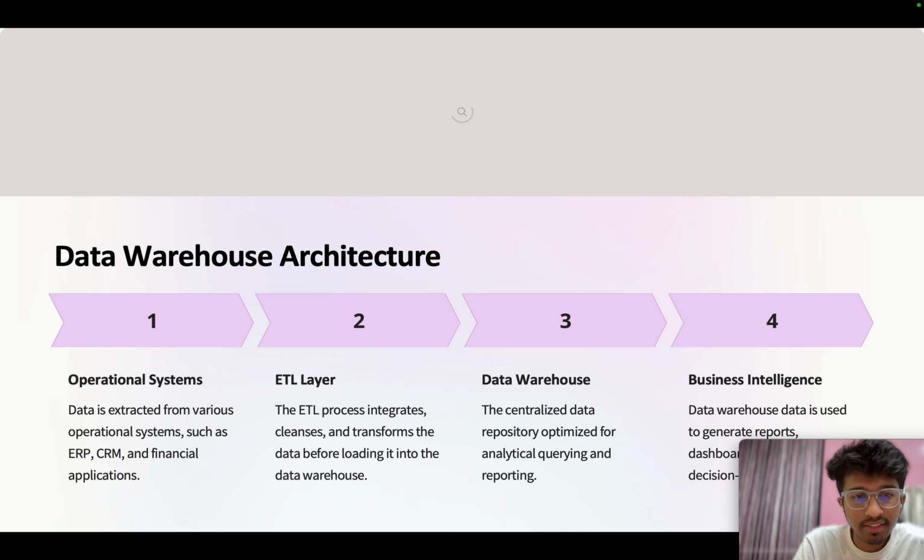Next is data warehouse architecture. First is operational systems, where we have data within various operational systems such as financial, CRM, ERP. Next is the ETL layer, which is used for extracting, transforming, and loading the data. Then comes the data warehouse, where we store the entire data, the central repository. Then we have business intelligence, which is used for generating reports and making sense out of the data.